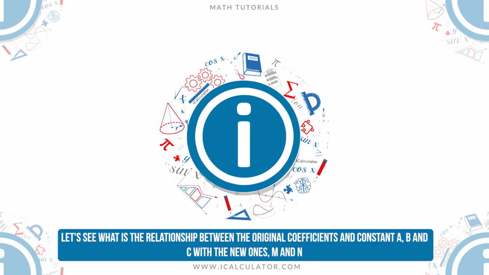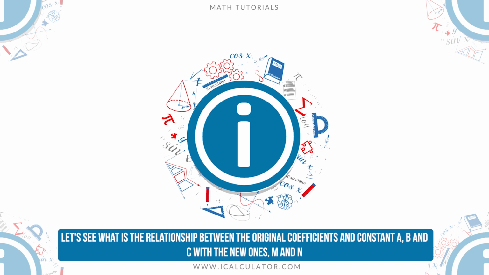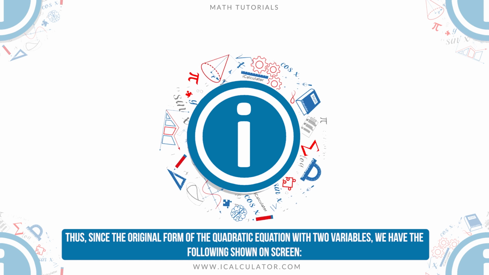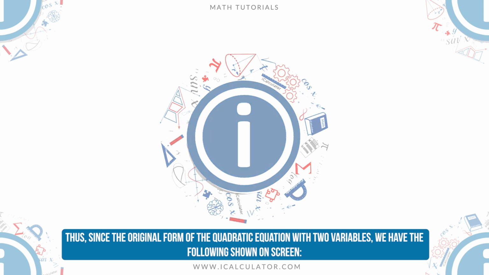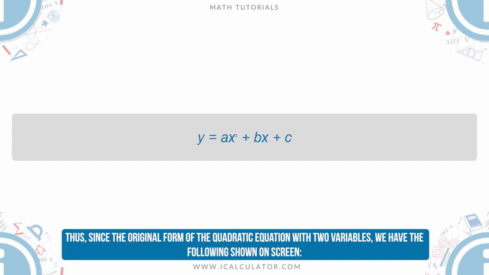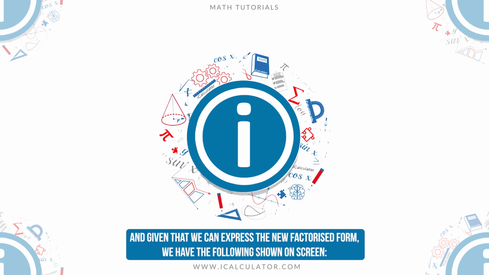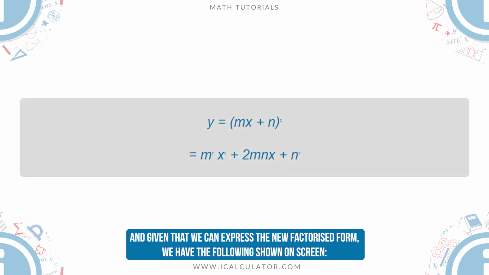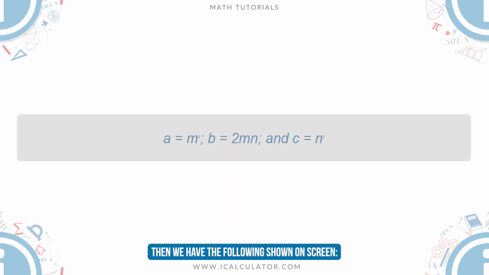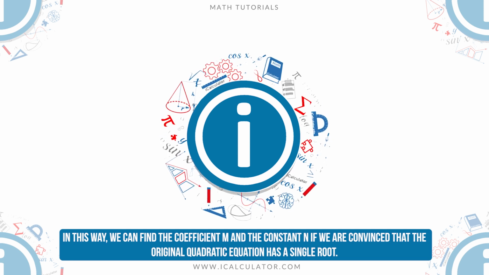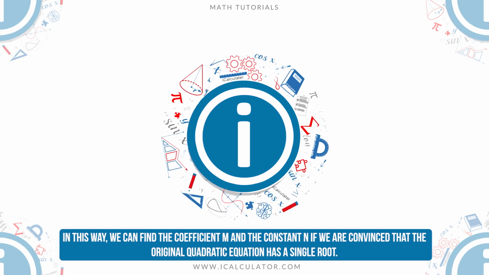Let's see what is the relationship between the original coefficients and constant a, b, and c with the new ones, m and n. Since we have the original form of the quadratic equation with two variables, and given that we can express the new factorized form, as shown on screen, we can find the coefficient m and the constant n if we are convinced that the original quadratic equation has a single root.